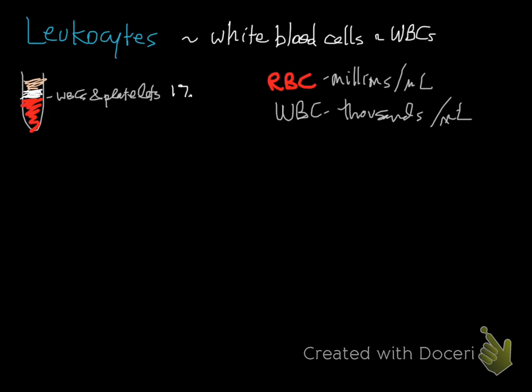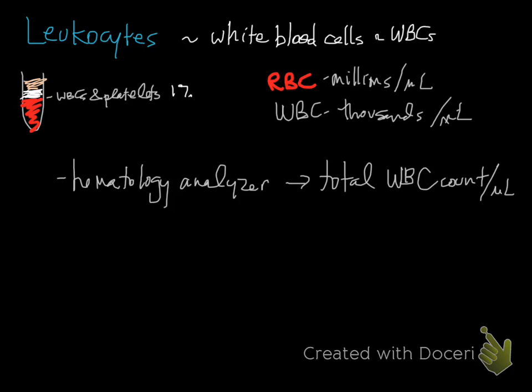How you actually get a total number of leukocytes is a hematology analyzer. Although you can estimate it on the slide, it's by far more accurate if you have a good analyzer that can give you your total white blood cell count. So that's our first measure of white blood cells, your total white blood cell count. The total white blood cell count that you get from your analyzer is per microliter.